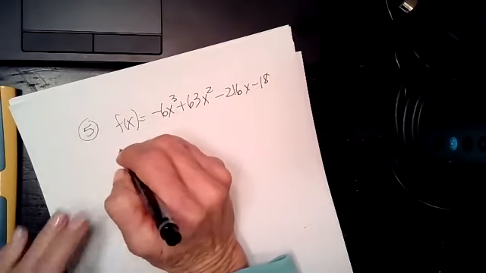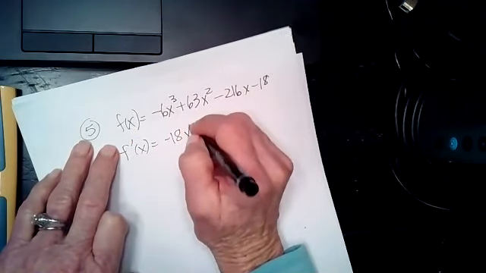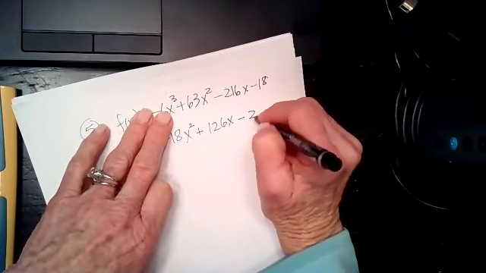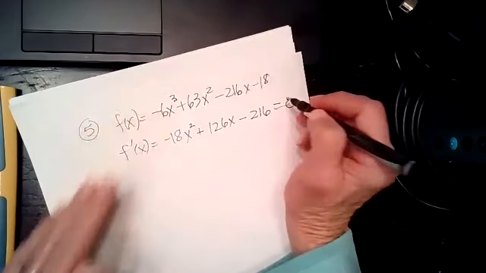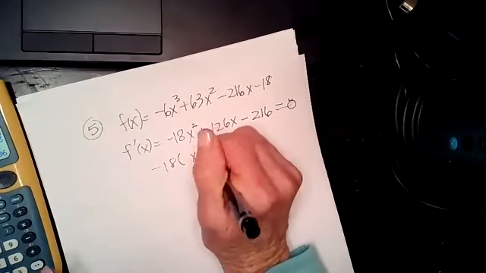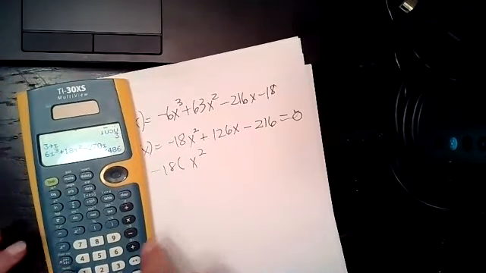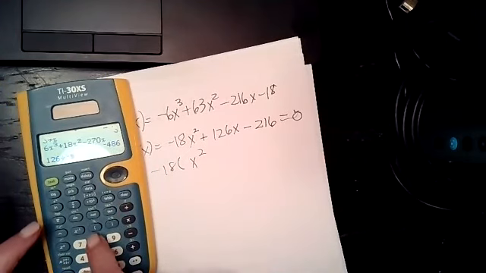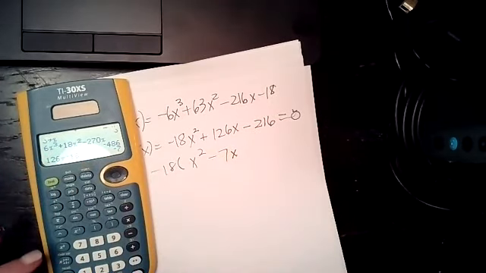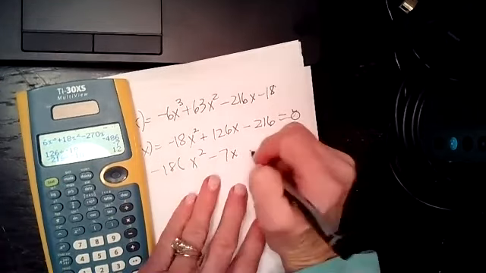Okay. So f prime of x is negative 18x squared plus 126x minus 216, and I set that equal to 0. I hope a negative 18 will come out of everything. So that would give me x squared, 126 divided by negative 18 is negative 7. And then negative 216 divided by negative 18 is plus 12.